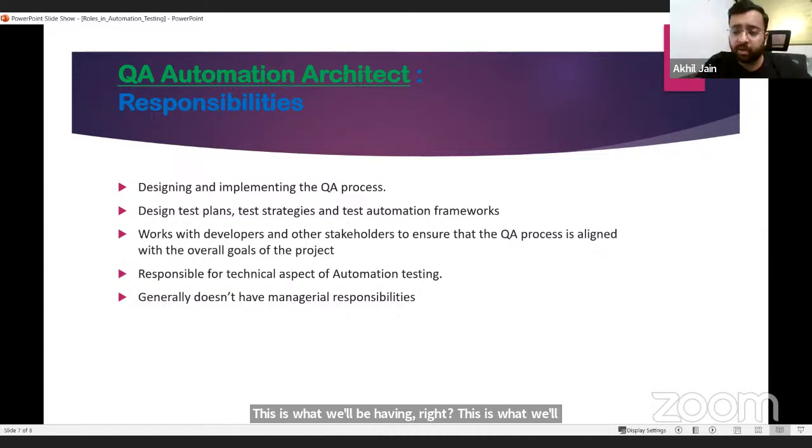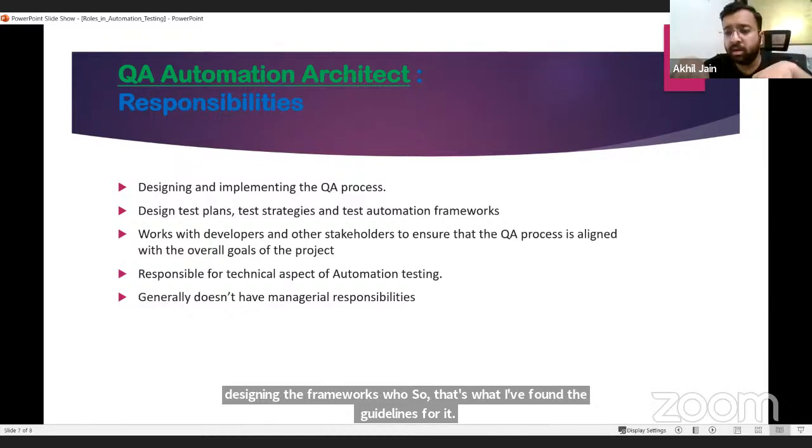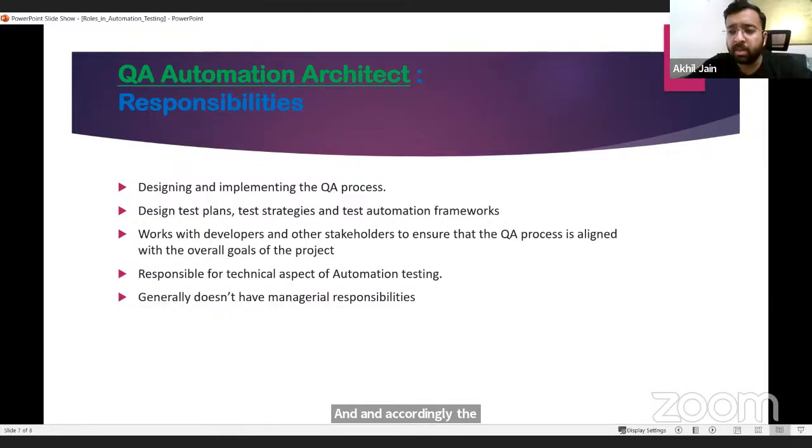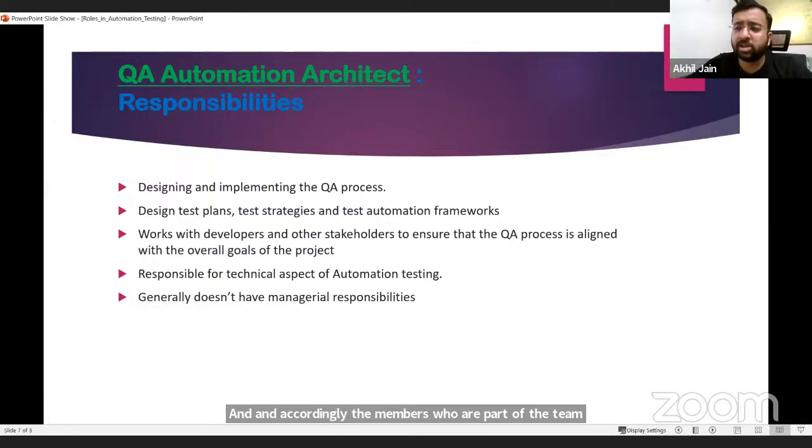Similarly, we have a QA architect who designs the frameworks and writes down the guidelines for it, and accordingly the members who are part of the team have to follow that guide and strategy and make sure that things are implemented in the same way. And as I said, he doesn't have the managerial responsibilities.